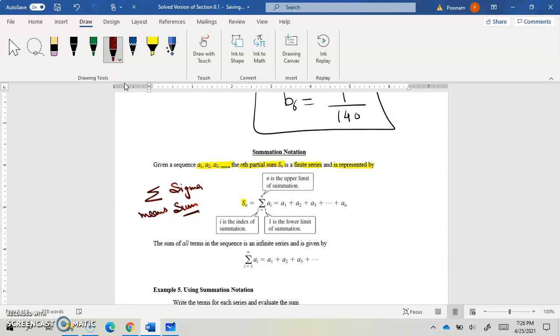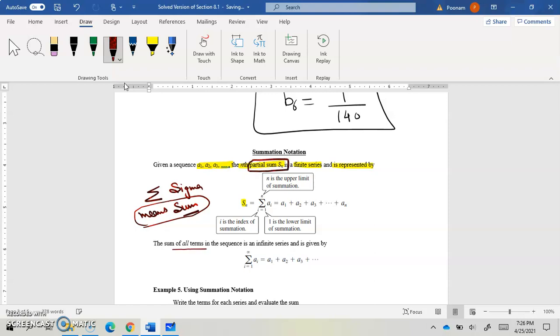i keeps on changing. First i is 1, so a1. Then i becomes 2, a2. And then sigma means adding all of them. Sigma is this Greek symbol. It's spoken as the word sigma, and sigma means sum. So sigma i from 1 to n of ai means a1 plus a2 plus a3 and so on until an. That is a partial sum Sn.